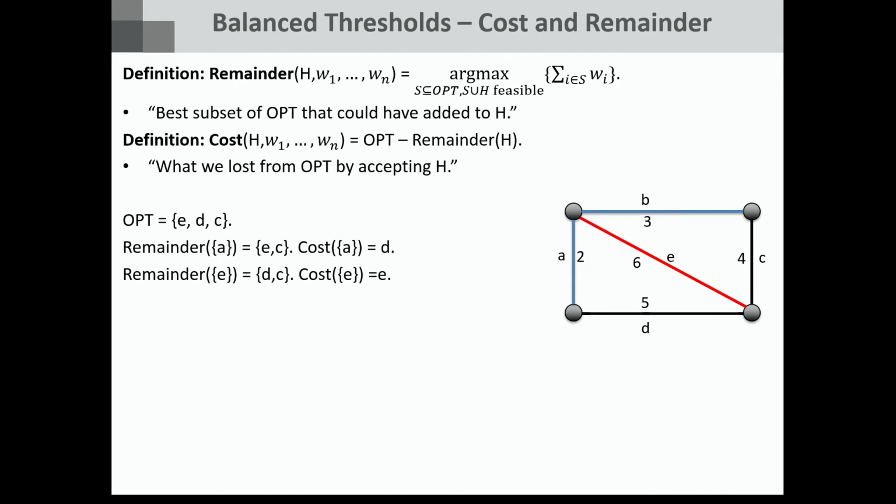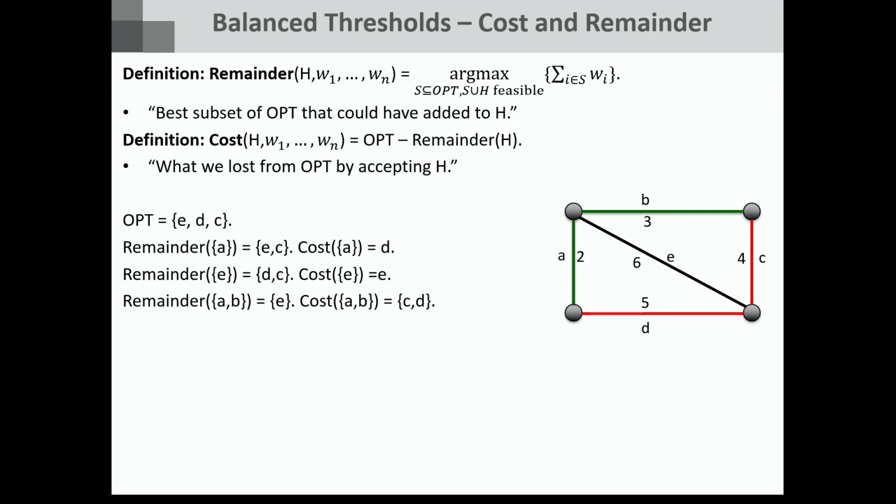Similarly, if we start with the element E, then we can't add E because that would create a cycle if we have 2 copies of the same edge. So the remainder is D and C, and the cost is E. And the remainder of this set AB is E, because we can still add E and be feasible, and that causes us to lose D and C.